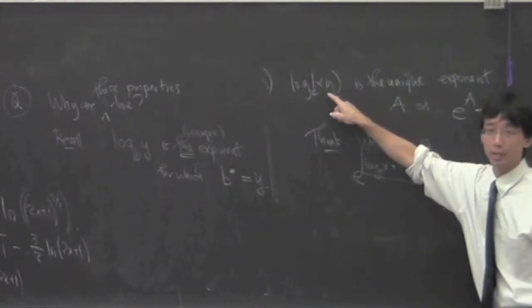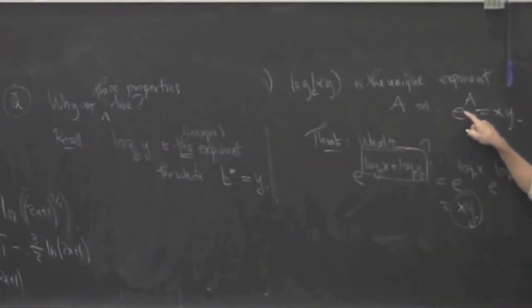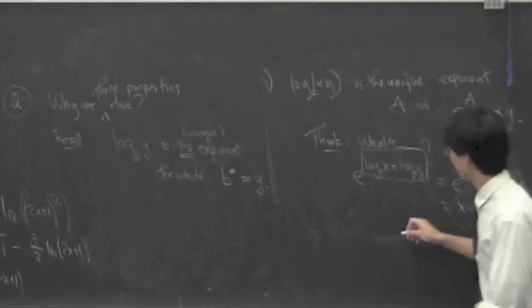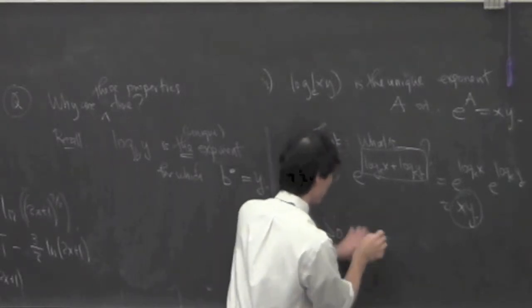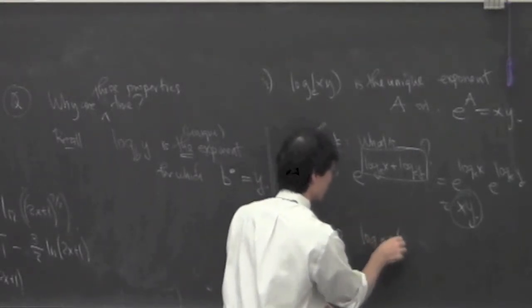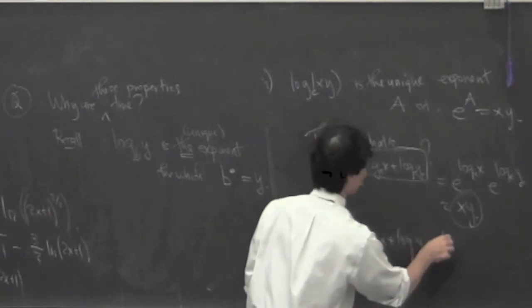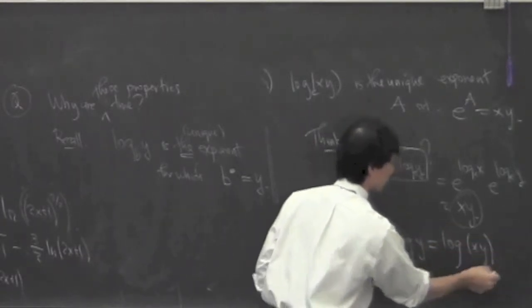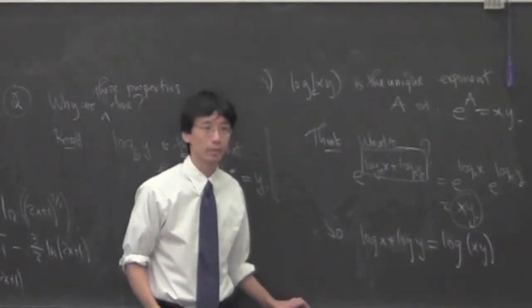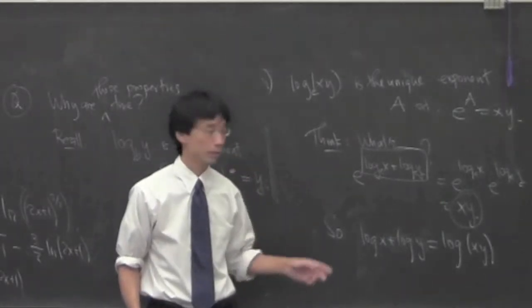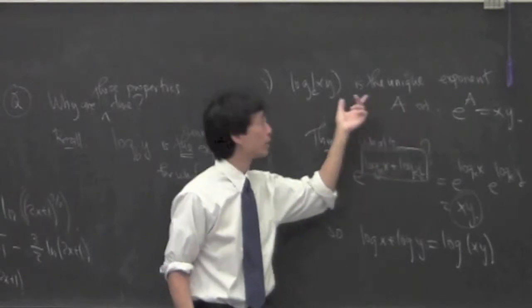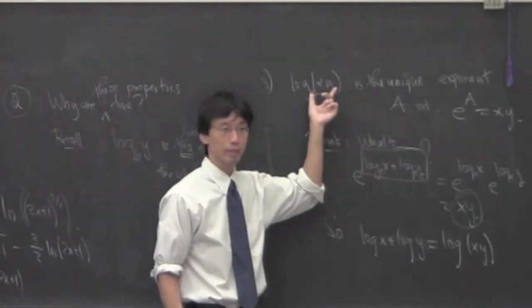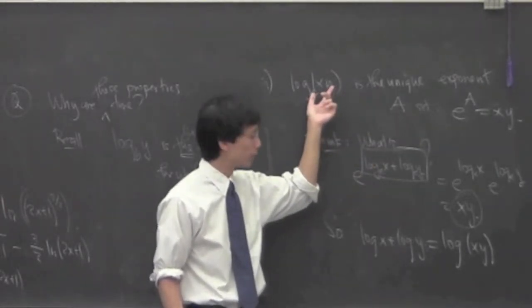But log xy is the unique power to which you raise e to get xy. Right? So this has got to be, so log x plus log y must be log xy. Right? There's only one power that you can raise e to get xy, and we call that thing log xy.